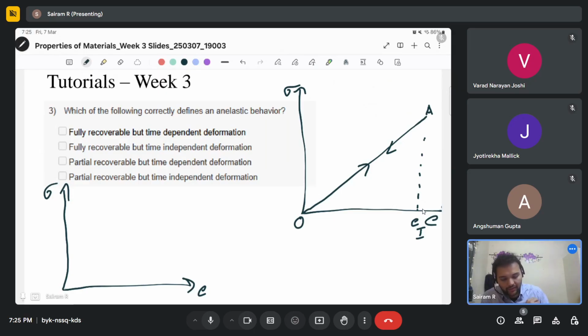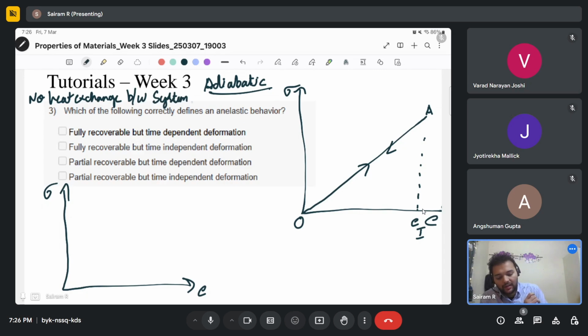So what generally happens is that in an ideal case, when we have adiabatic conditions, what do we mean by adiabatic conditions? The term adiabatic refers to no heat exchange between my system and my surroundings. That is what adiabatic means: no heat exchange between system and surroundings.